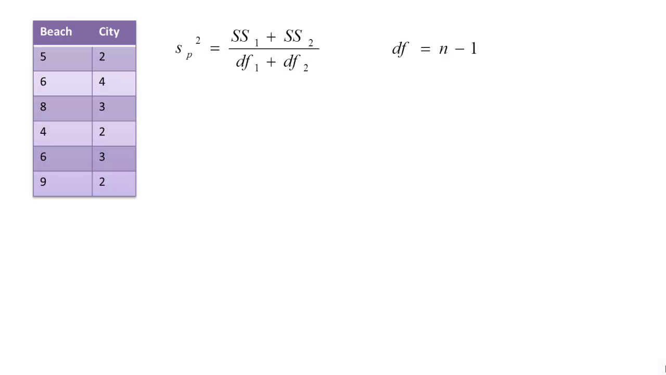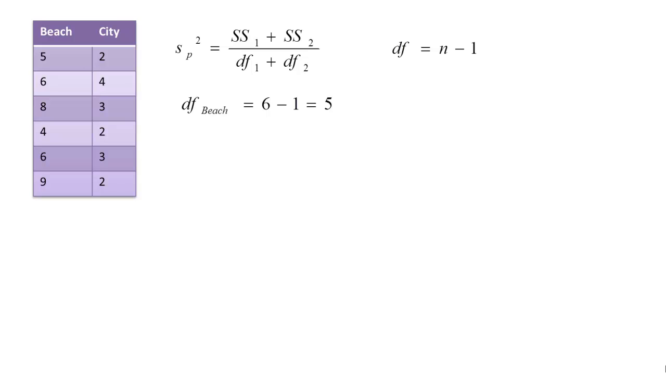So again, here are the formulas for pooled variance. We need to know sum of squares, and we need to know degrees of freedom. We already know the sum of squares. We just calculated that. And now we need to make sure that we know what the degrees of freedom is for the two samples, for beach and city.